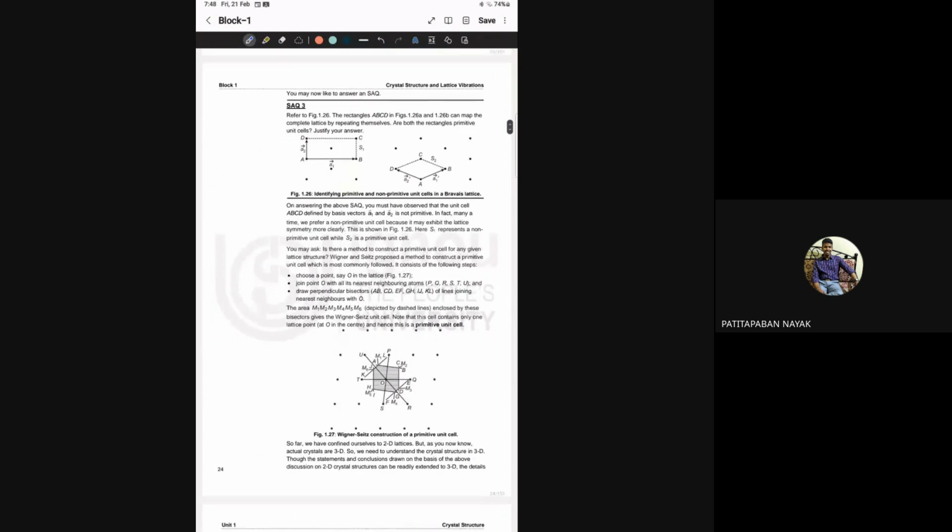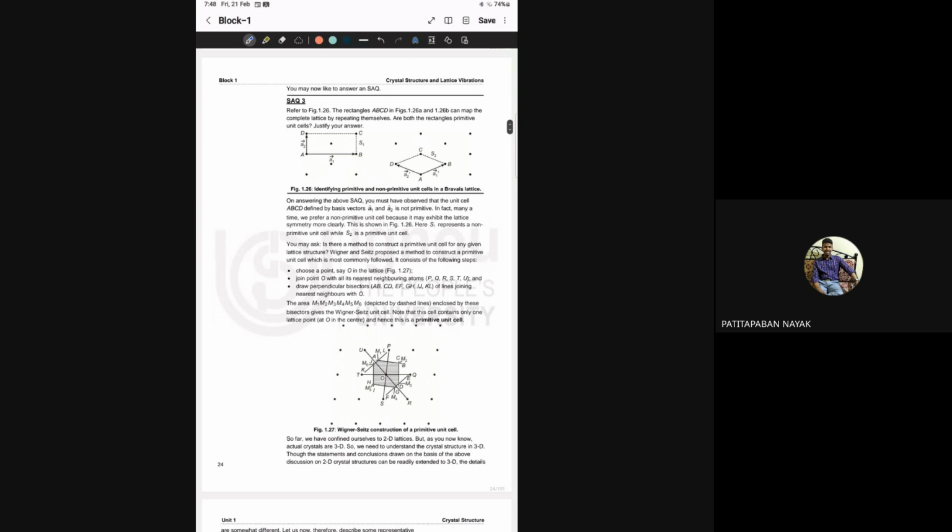So this is one way of constructing the primitive cell. Another way of constructing the primitive cell is Wigner's construction of the primitive cell. Wigner's method of constructing a primitive cell is very interesting. Let me draw on my notes, then it will be quite clear what the difference is.